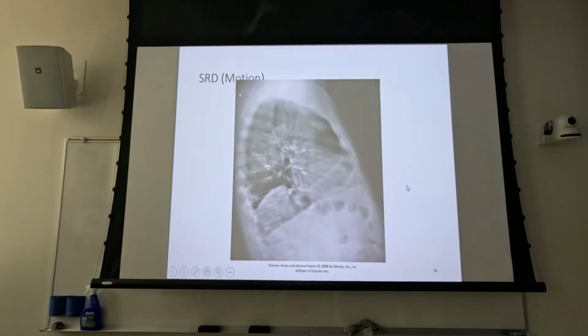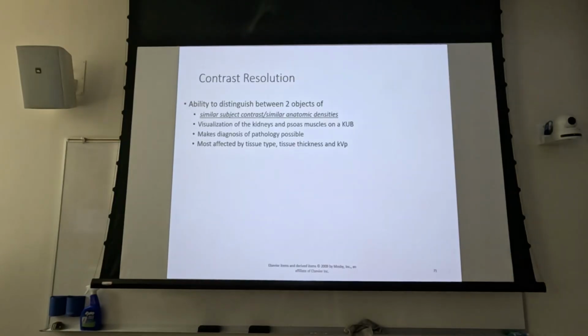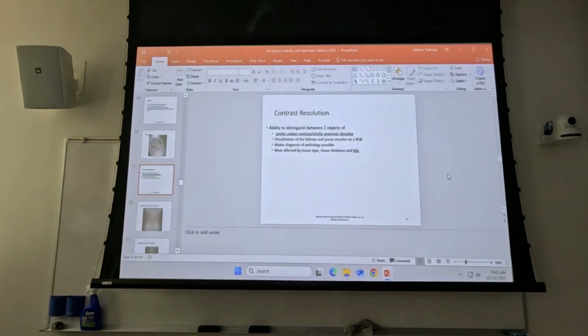So motion is the main thing that will destroy your image, and you have fundamentally no control over it. You can give good instructions, you can use short exposure time. If your patient's doing jumping jacks in front of your image receptor, you're going to have motion, right? It's all on the patient. Okay. All right, so we'll pick up there next week.